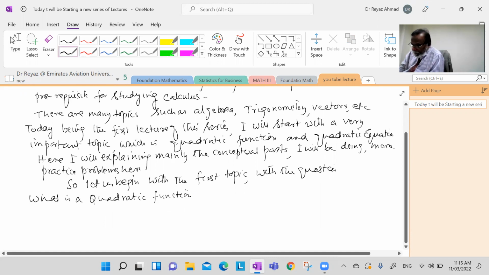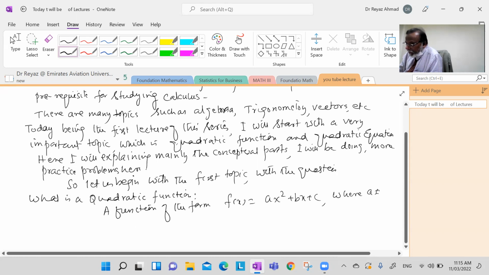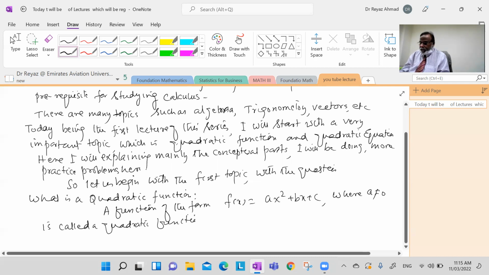So you're already aware of this, but the definition goes that a function of the form f(x) equal to ax squared plus bx plus c, where a not equal to 0, okay, is called a quadratic function, where a, b, and c are the coefficients and they are real numbers. So they are actually real coefficients.